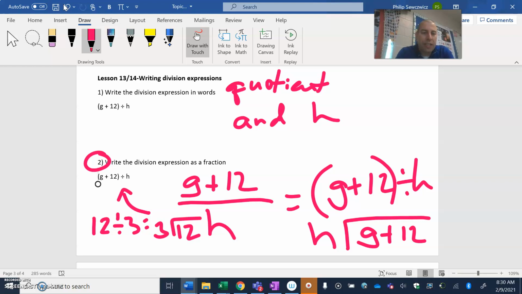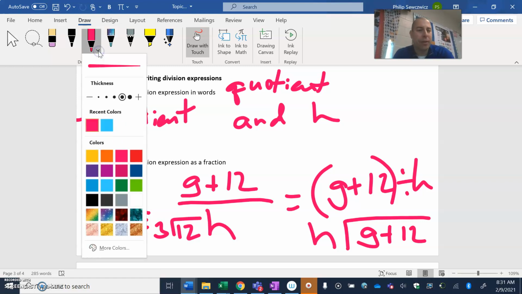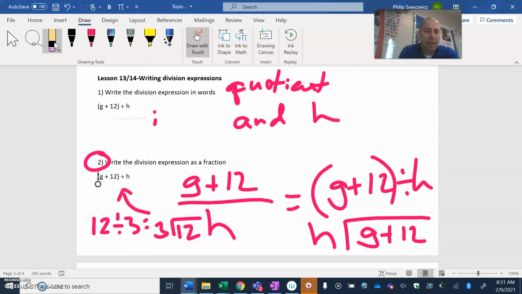All right, so we can say the quotient. Uh-oh, I did bad here. You know what? Let's change the thickness. Let's rewind here and try this again.